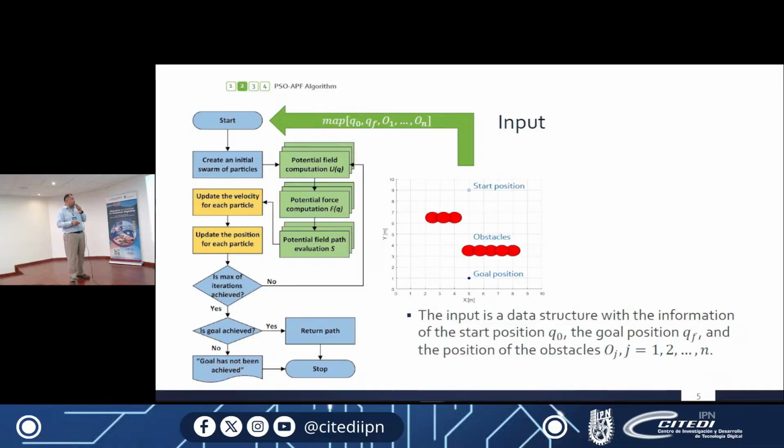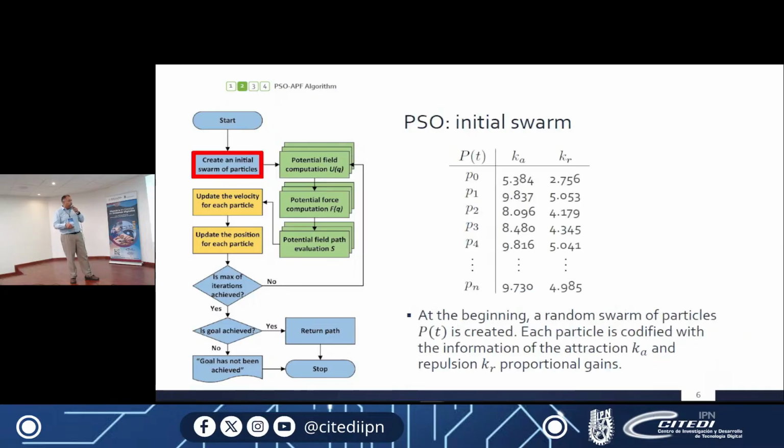Our proposal uses as an input a data structure that is the map. The map contains the initial point, the goal position, and all the configuration of the environment, the position and the size of every obstacle in the environment. That is the information that our algorithm requires.